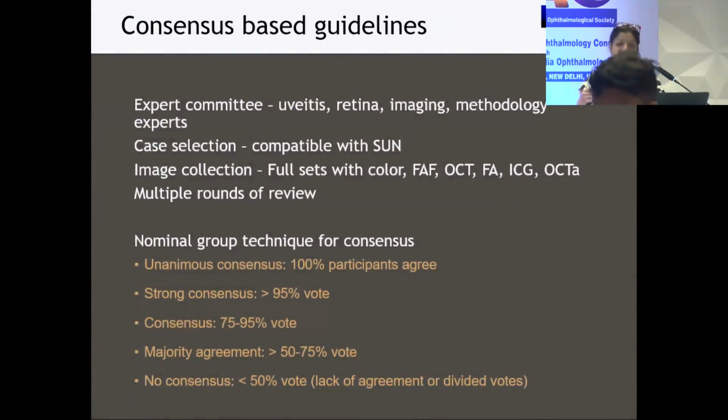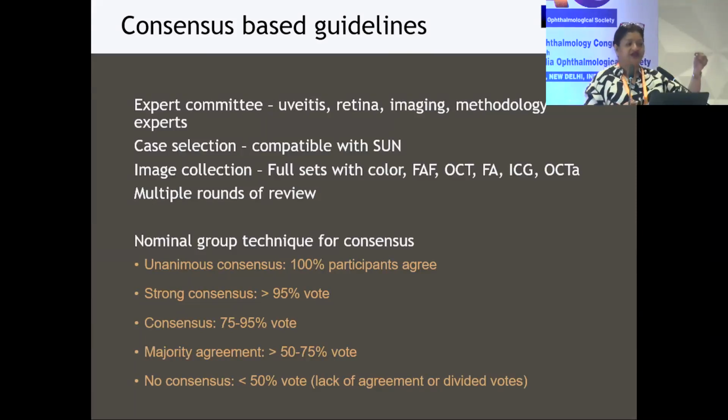And then we collected together a committee of people, because this shouldn't be my opinion or your opinion. We have to have a consensus where the uveitis community and the retina community can come together and agree. So we very selectively chose people. We said, let's take medical retina people. Let's take surgical retina people because they see these patients.